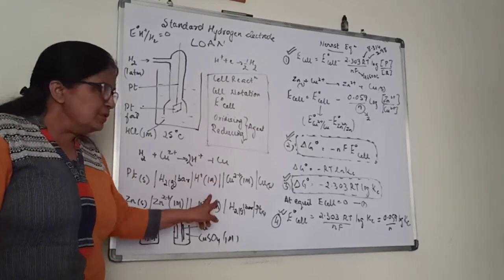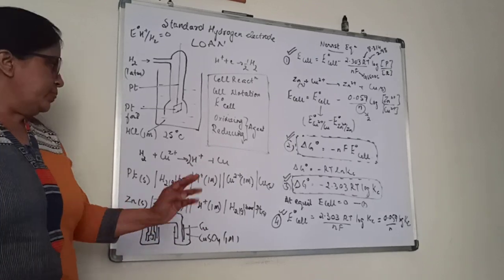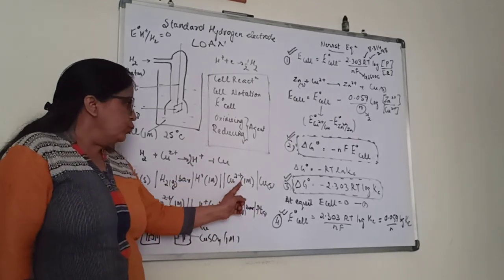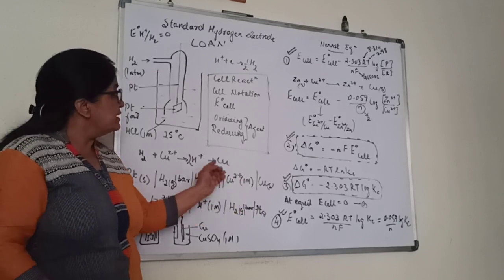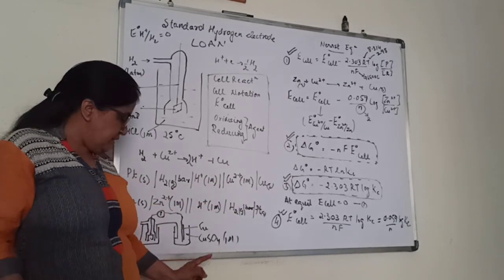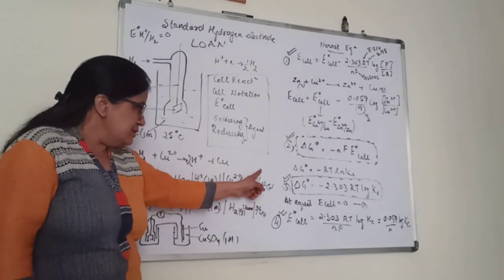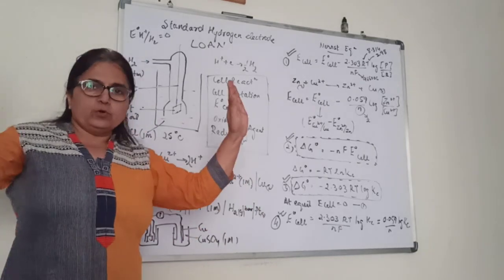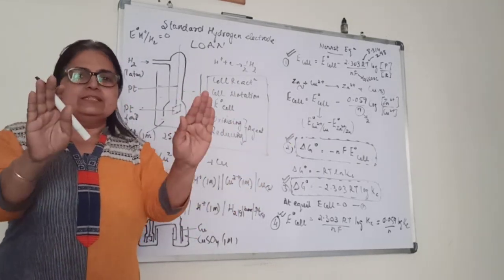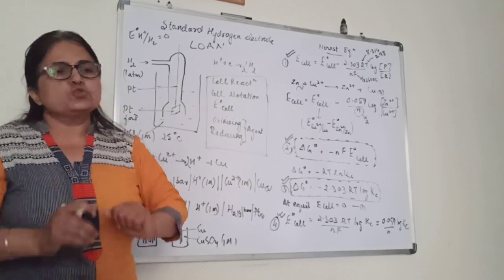Double slash represents the salt bridge. Then I come to the cathode side. Cupric ion, that is the concentration of copper sulfate here, 1 molar, slash copper. Electrodes on the extreme ends, ions in the center, double slash for the salt bridge.